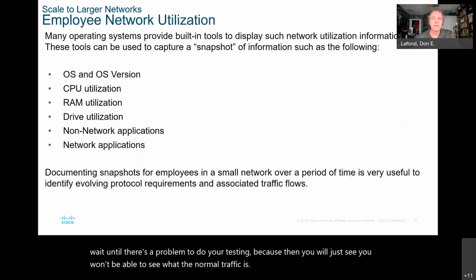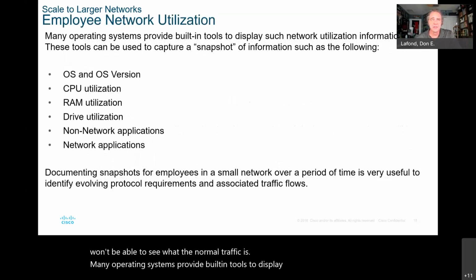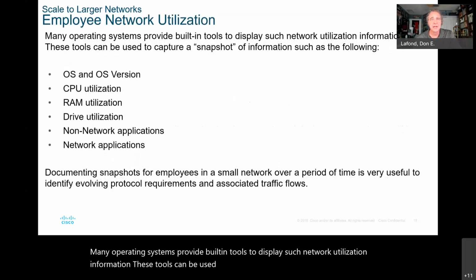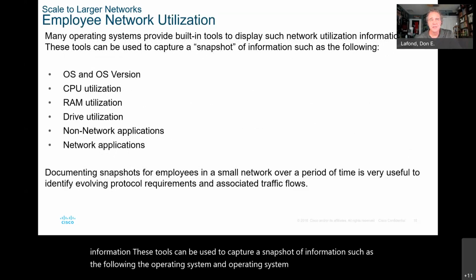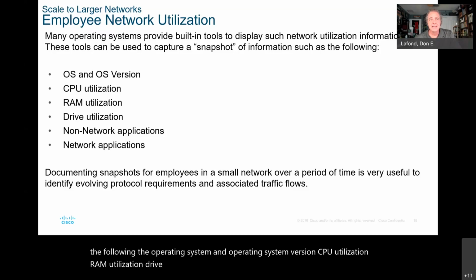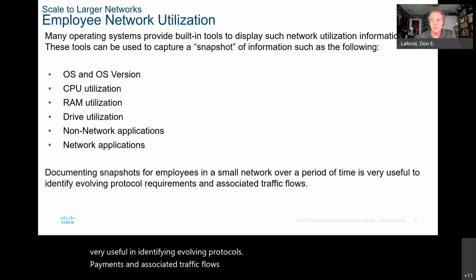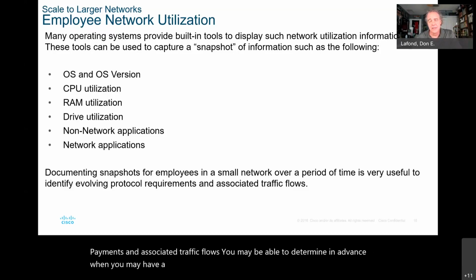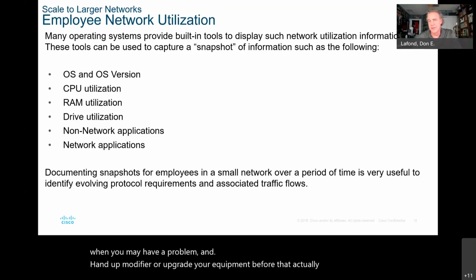Many operating systems provide built-in tools to display such network utilization information. These tools can be used to capture a snapshot of information such as the following: the operating system and operating system version, CPU utilization, RAM utilization, drive utilization, non-network applications, and network applications. Documenting snapshots for employees in a small network over a period of time is very useful in identifying evolving protocol requirements and associated traffic flows. You may be able to determine in advance when you may have a problem and modify or upgrade your equipment before that actually becomes a problem based on the trends that you see.